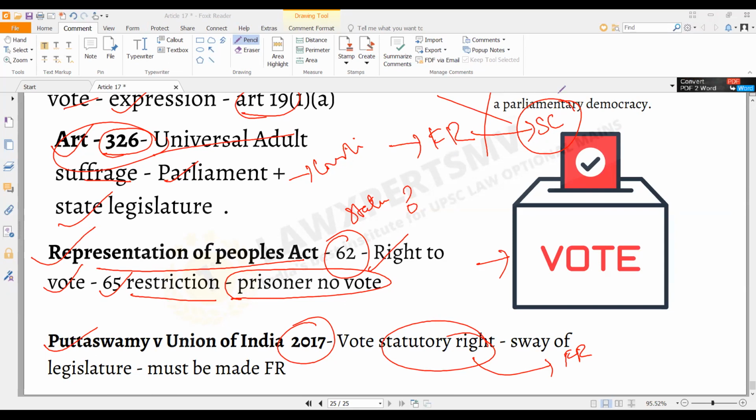I see two hands raised. First person, Varda ma'am, can you please ask? Ma'am, I just want to clarify the right to vote. Basically, the right to vote is not a fundamental right, but it can come under the right of expression.